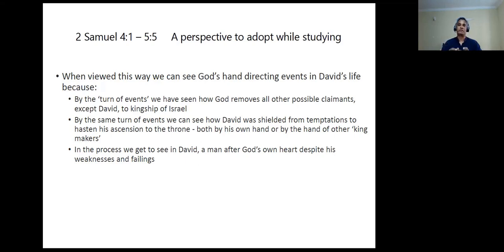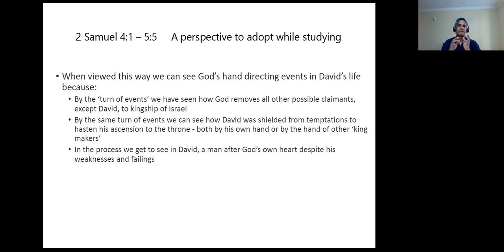We will see how Ishbosheth dies. We'll see how the surviving son of Jonathan is seen as not king material. Also, David could have been killed many times, and God sustains his life, right? So through these turns of events, we see how God sustains David and also removes all possible other claimants to the kingship of Israel except David. And that is God's purpose for Israel, God's purpose for David's life.